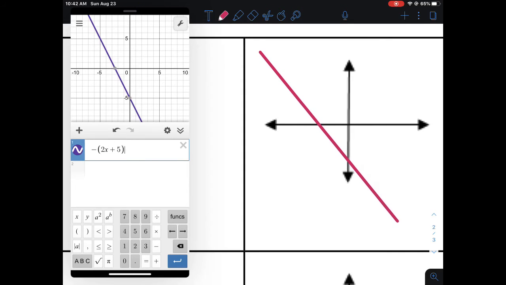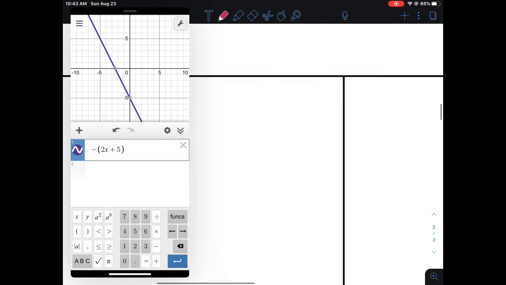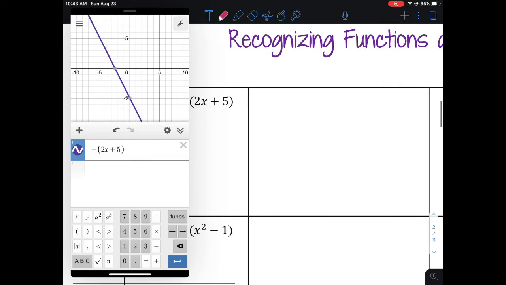So the correct graph should intersect your y-axis, which is the one going up and down. Oh, that kind of got messy. So it should intersect in the negatives at that negative 5, just like the graph on our screen. Okay? So good job for you that are watching the video. You're going to get this one correct.